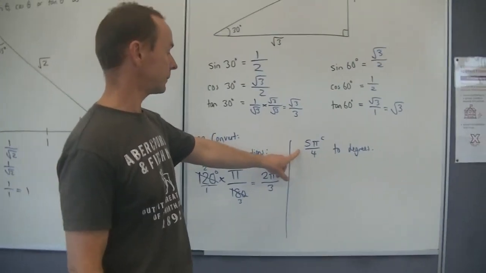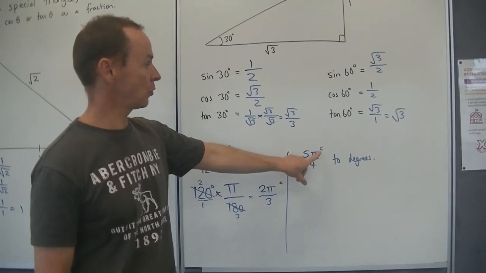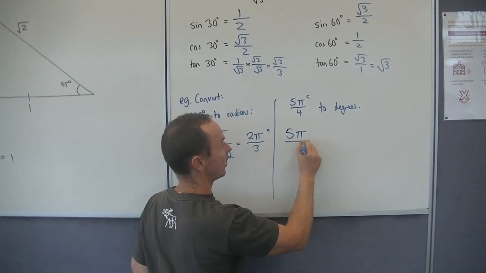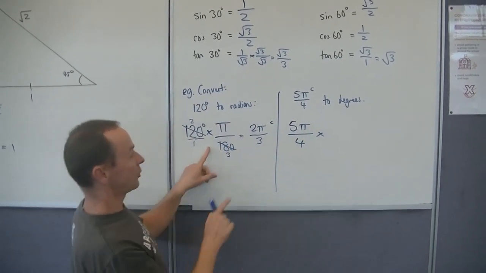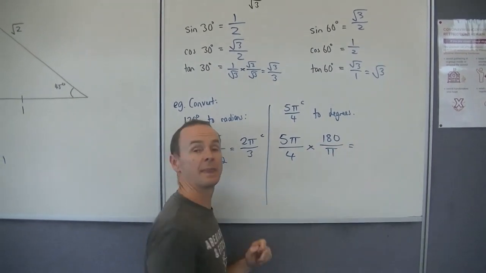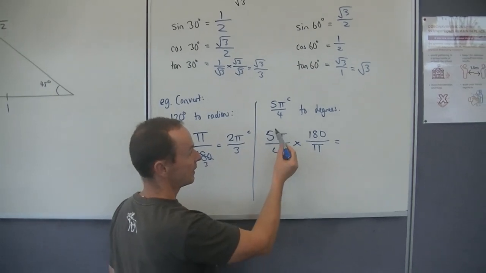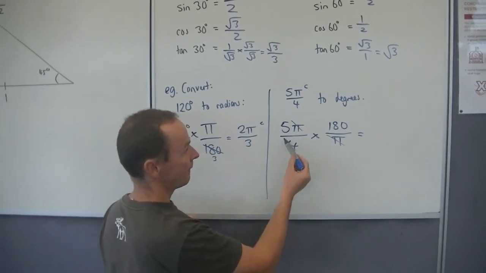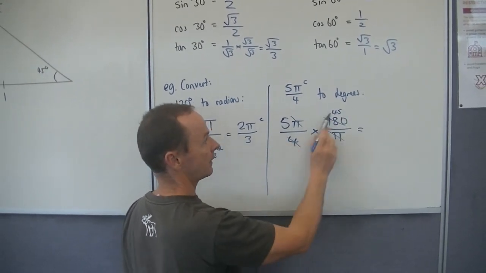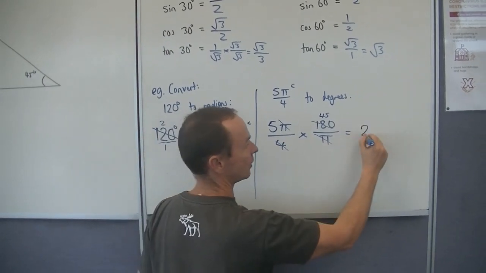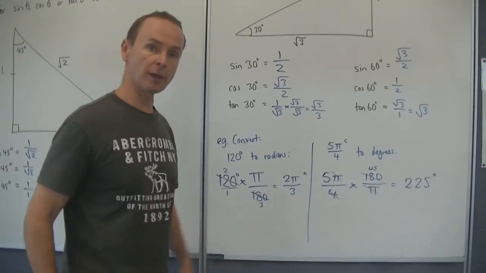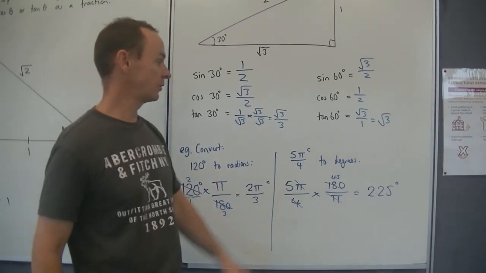The next one, convert 5 pi over 4 radians to degrees. So I'm going to write up this 5 pi over 4. Now it's the opposite. So to turn it into degrees, you times it by 180 over pi. And that's all you have to do. Now we can simplify. Cancel the pi from the top line and the bottom line. 4 and 180, that cancels, that becomes 45. And then 5 lots of 45 is 225. Don't forget the degrees symbol. I did all that without a calculator. Hopefully you don't need to, just to simplify.